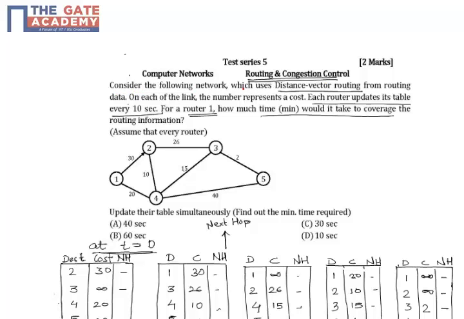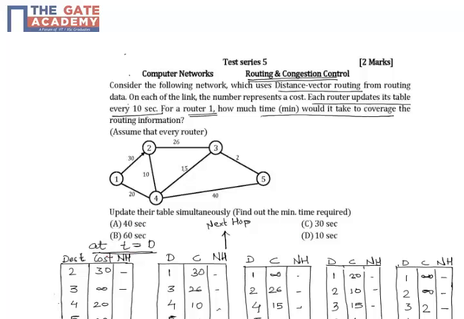Consider the following network which uses distance vector routing. On each of the links the number represents a cost. Each router updates its table every 10 seconds. For router 1, how much time would it take to converge the routing information? Assume that every router updates its table simultaneously and find out the minimum time required. The options given are 40 seconds, 60 seconds, 30 seconds and 10 seconds.